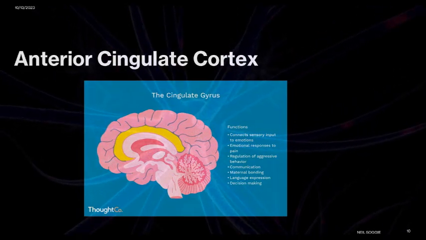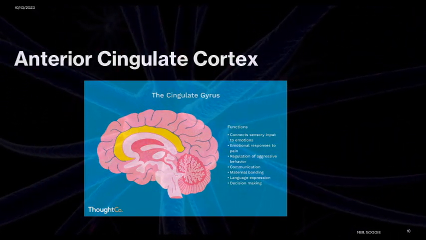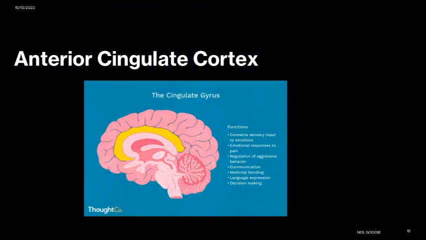And the anterior cingulate cortex is also implicated in the processing of disgust. So it assesses and evaluates stimuli that evoke disgust reactions, such as unpleasant odors or repulsive images. The anterior cingulate cortex is also known for its role in conflict monitoring. So it helps individuals detect discrepancies between their behavior and their internal values and goals. And this function can contribute to the experience of shame when one's actions conflict with their own moral standards.